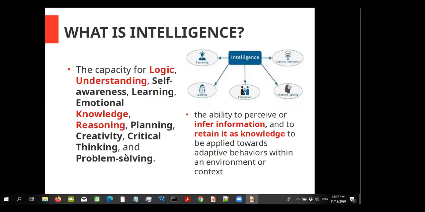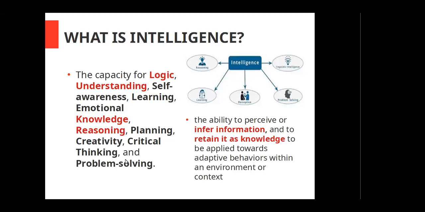Okay? So intelligence, again, is the ability to perceive or infer information and to retain it as knowledge to apply towards adaptive behavior within any environment or context. The ability to perceive or infer information. That's what we humans do, intelligence. Remember, AI is about mimicking human intelligence. What happens with humans with intelligence is the ability to perceive or infer information, retaining it as knowledge. The retained knowledge is what we call common sense.